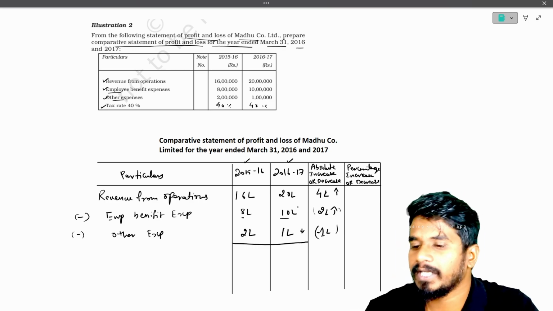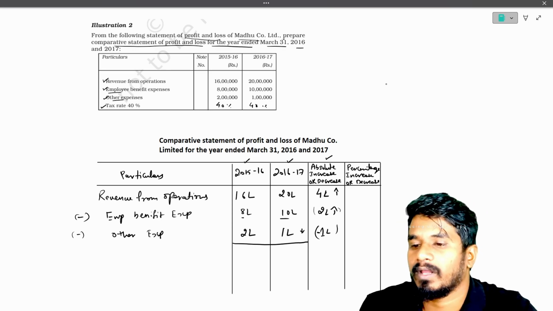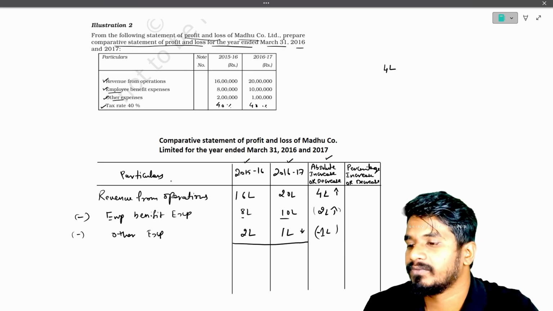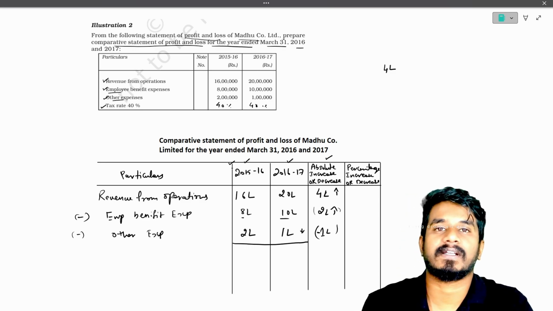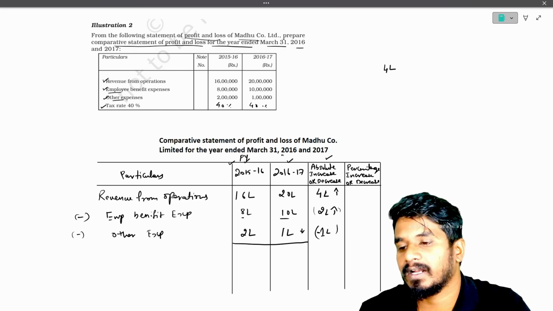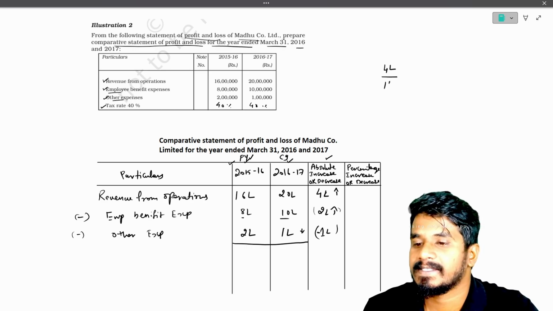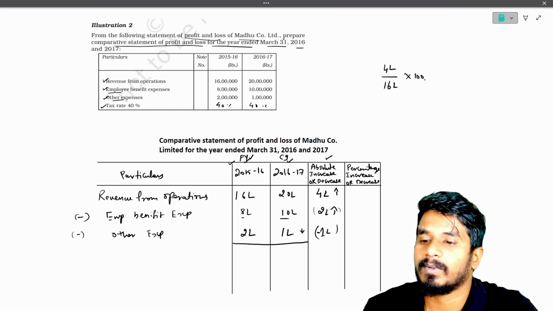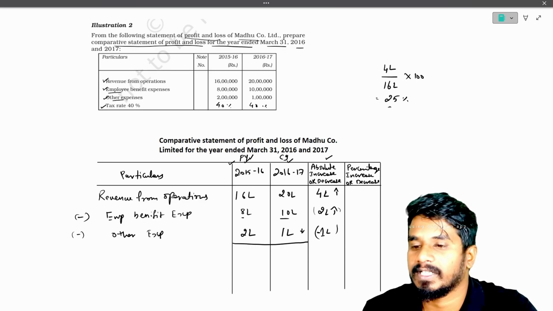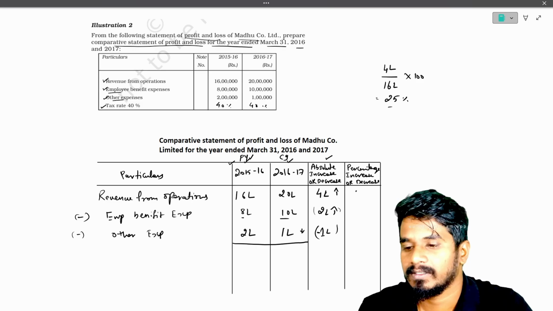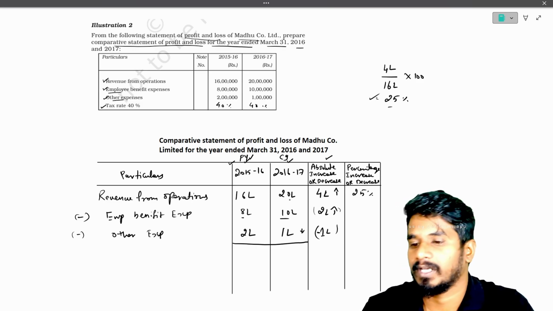Then we need to find out the percentage. How can we find it out? The absolute change is 4 lakh rupees for revenue from operations, and we need to compare it with the base year, that is the previous year. This is the previous year and this is the current year, correct? So we compare it with the previous year, divided by 16 lakhs. What is the percentage, into 100? So you can see that it is 25 percentage. You can calculate it as well. I'm just calculating it mentally. You just calculate it in a calculator, right?